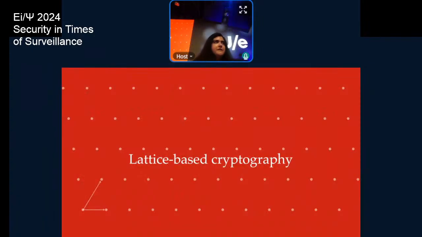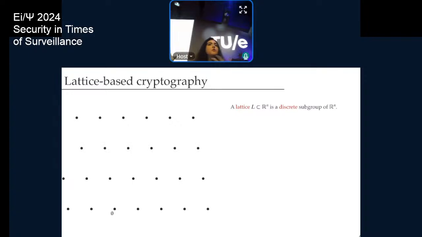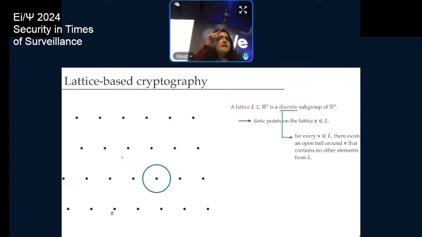Now we go into lattice-based. You see, lattices are these grids of points that you usually see around, and they give very nice pictures, so you might have seen them. More concretely, it is a discrete subgroup of your Euclidean space. And why do I say discrete? Well, here the dots on the picture are points on the lattice. It is discrete because around every lattice point you have this ball of empty space that doesn't touch another lattice point.